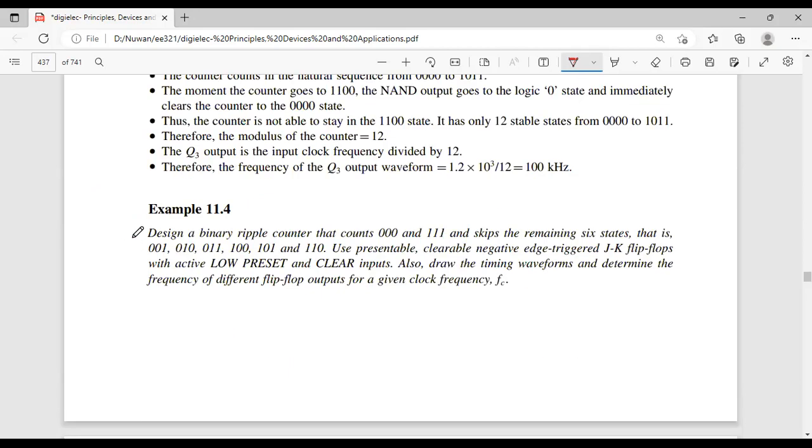This kind of example you will get. Exactly this kind of question. Here also you can see that it is counting from 0 to 7, and it skips the remaining 6 states. So that means you have to count up to 0 to 7.